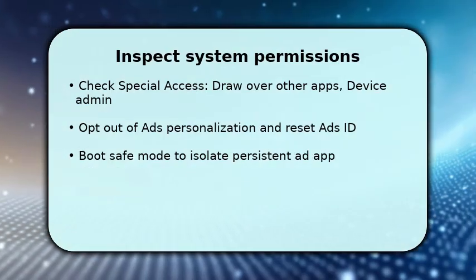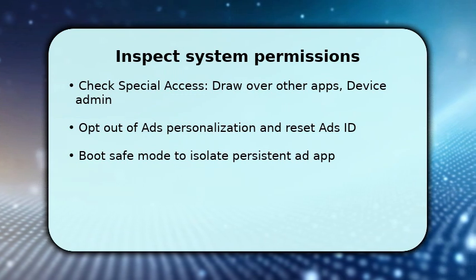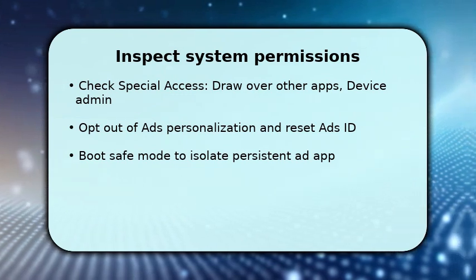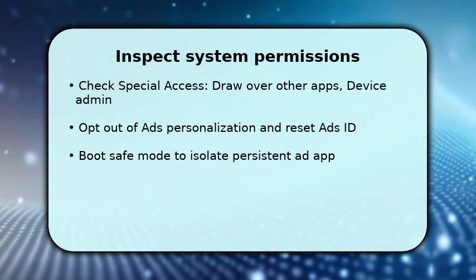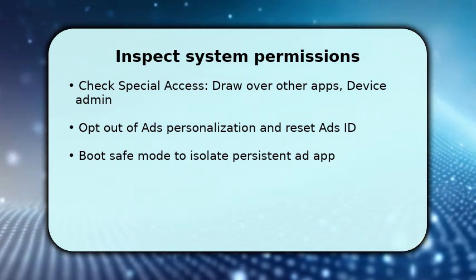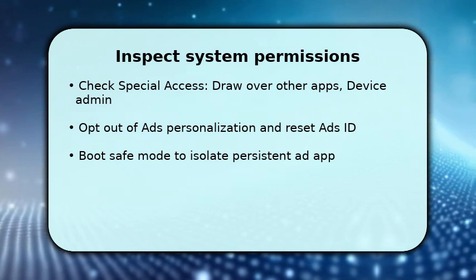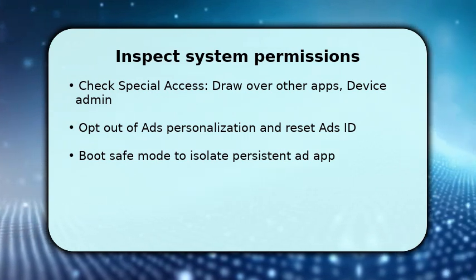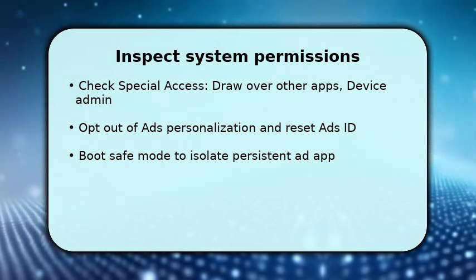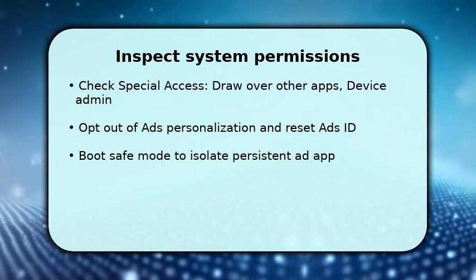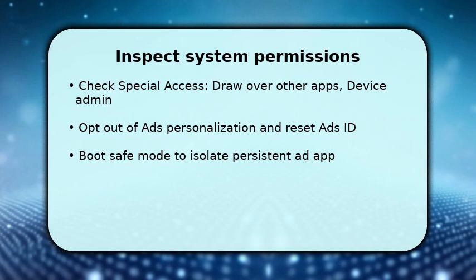Next, dig into special permissions. Open Special Access and remove Draw over other apps rights from any non-essential app. Ads often use that to display on the home screen. Check Device Admin, revoke admin rights from dubious apps before uninstalling. Then go to Google or System Ad Settings and opt out of ad personalization. Reset the ad ID. Once done, reboot into safe mode to see if ads disappear. If they do, you've isolated the offending app and can remove it safely.